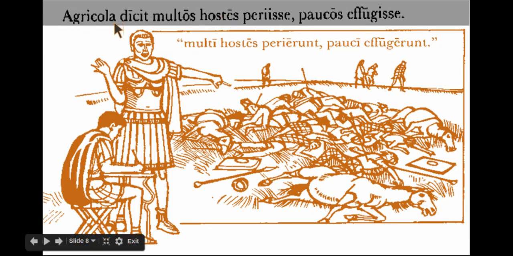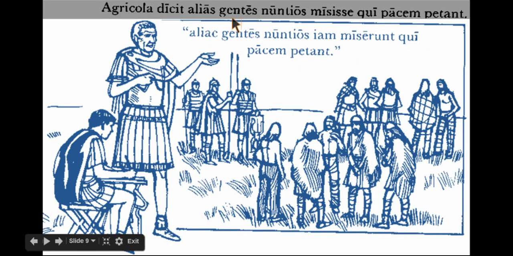Agricola says, again, head verb, that indirect statement clause, multos hostes, accusative subject phrase, many enemies, perfective present, have perished. Few, perfective present, from the decade, have escaped. Agricola says that many nations, misisse, have, perfective present, have sent messengers. Who, petant, notice it's subjunctive, who would seek peace.